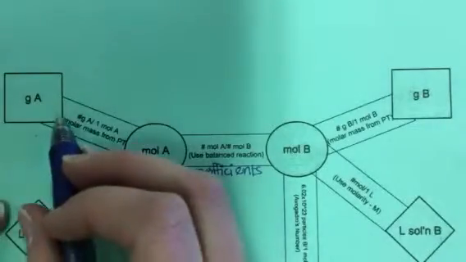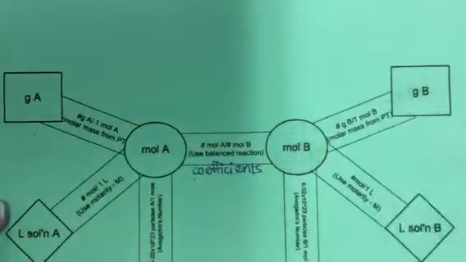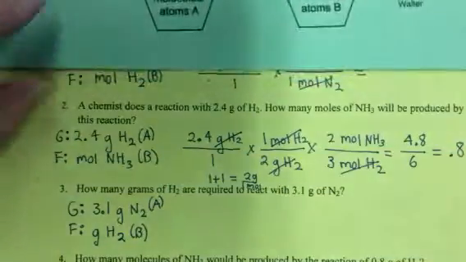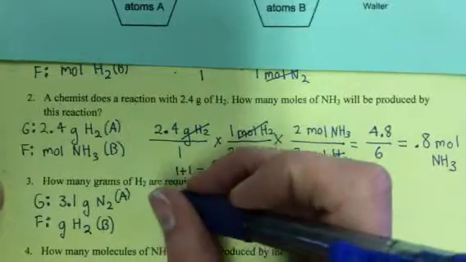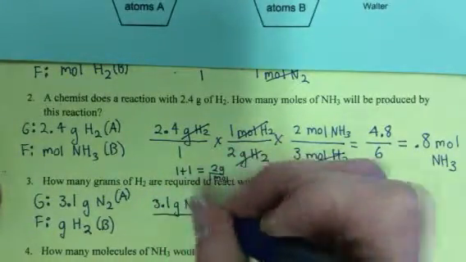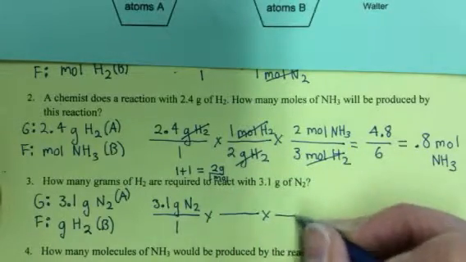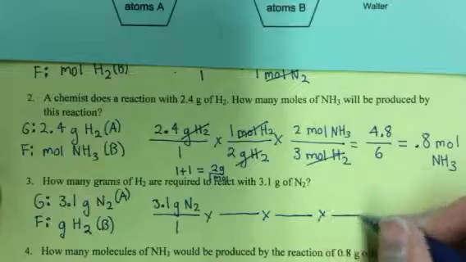So I'm going to need 3 conversion factors because there's 3 roads. I have to stop 3 times. 1, 2, 3. So I'm going to put my given over 1. So I'm starting with 3.1 grams of N2. That goes over 1. And then I'm going to make 3 lines after that for my 3 conversion factors.